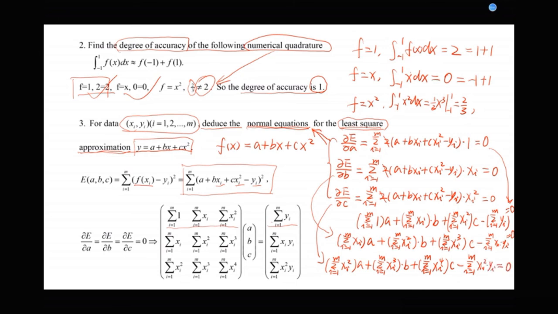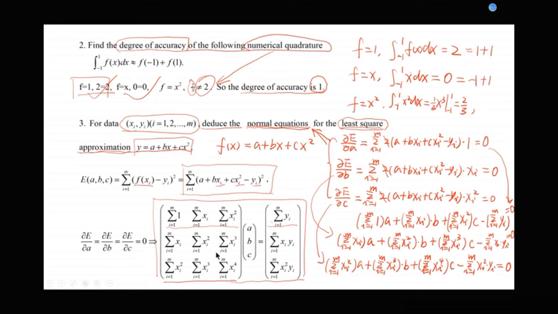Equal to 0. Again, now you see a, b, c. The three coefficients are xi squared, xi cubed, xi to the power 4. And the last term is xi squared yi. Clear? We just write these three equations into the linear system, into the matrix form. So we obtain the normal equation.